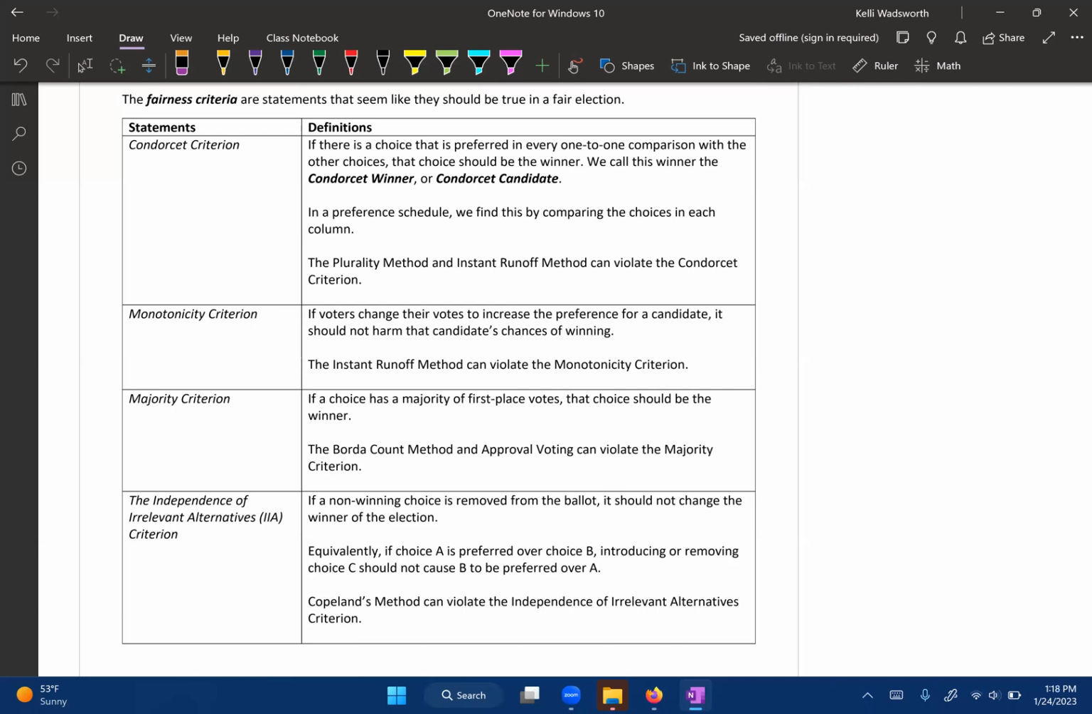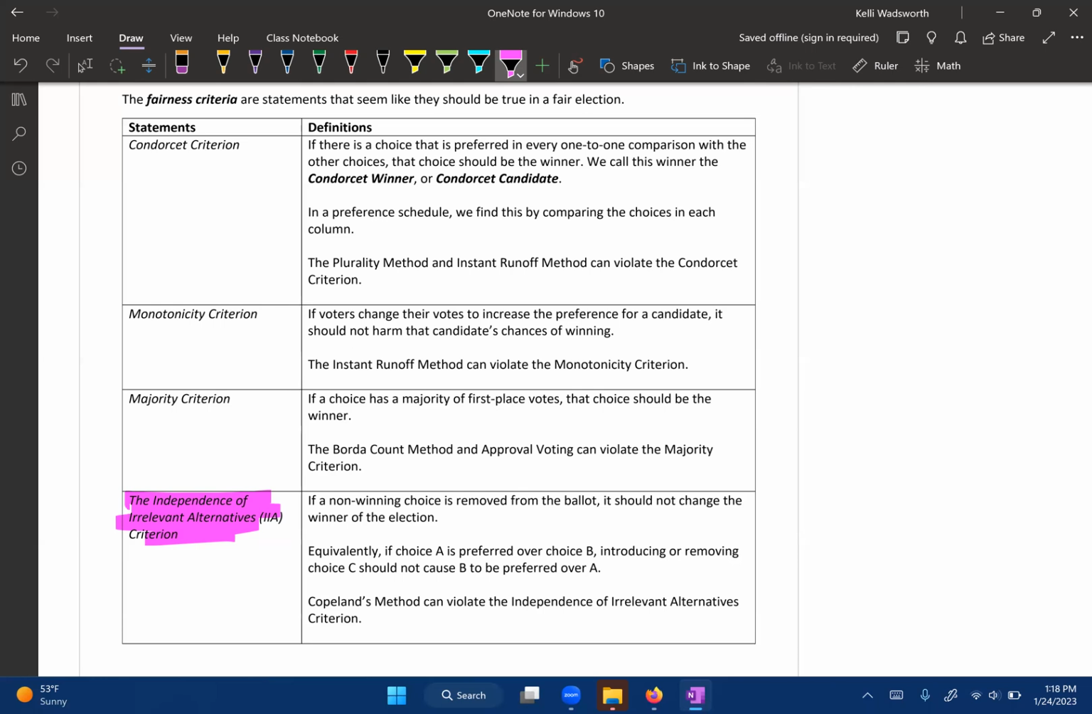All right. That sort of reminds me of the independence of irrelevant alternatives. Because let's see, if a non-winning choice, so now I'm down here, I'm looking at this one. If a non-winning choice is removed from the ballot, it should not change the winner. Okay.